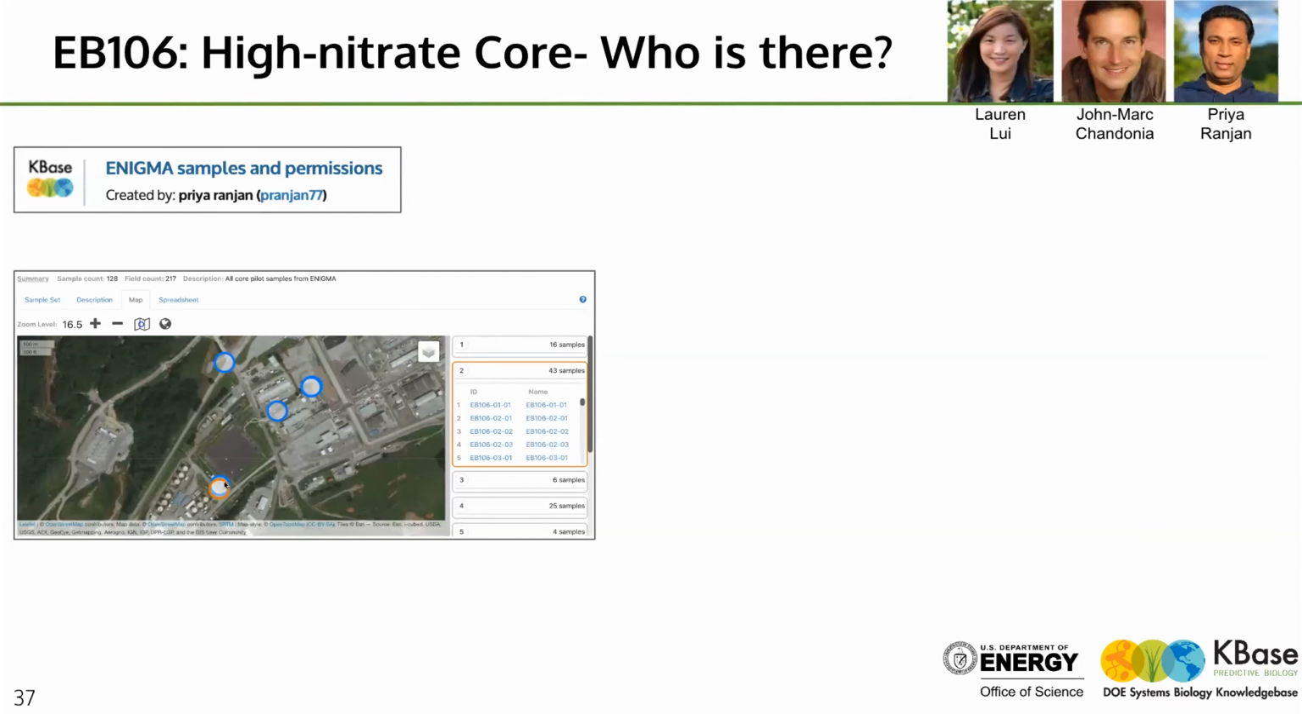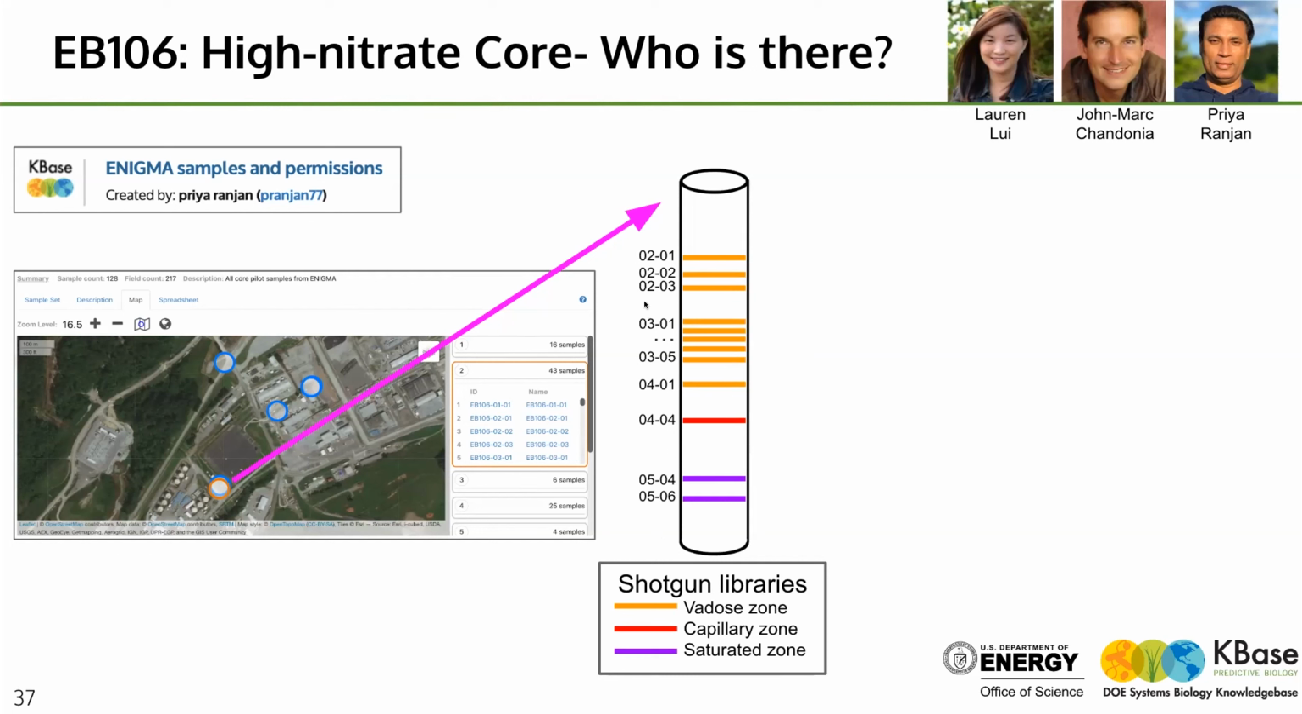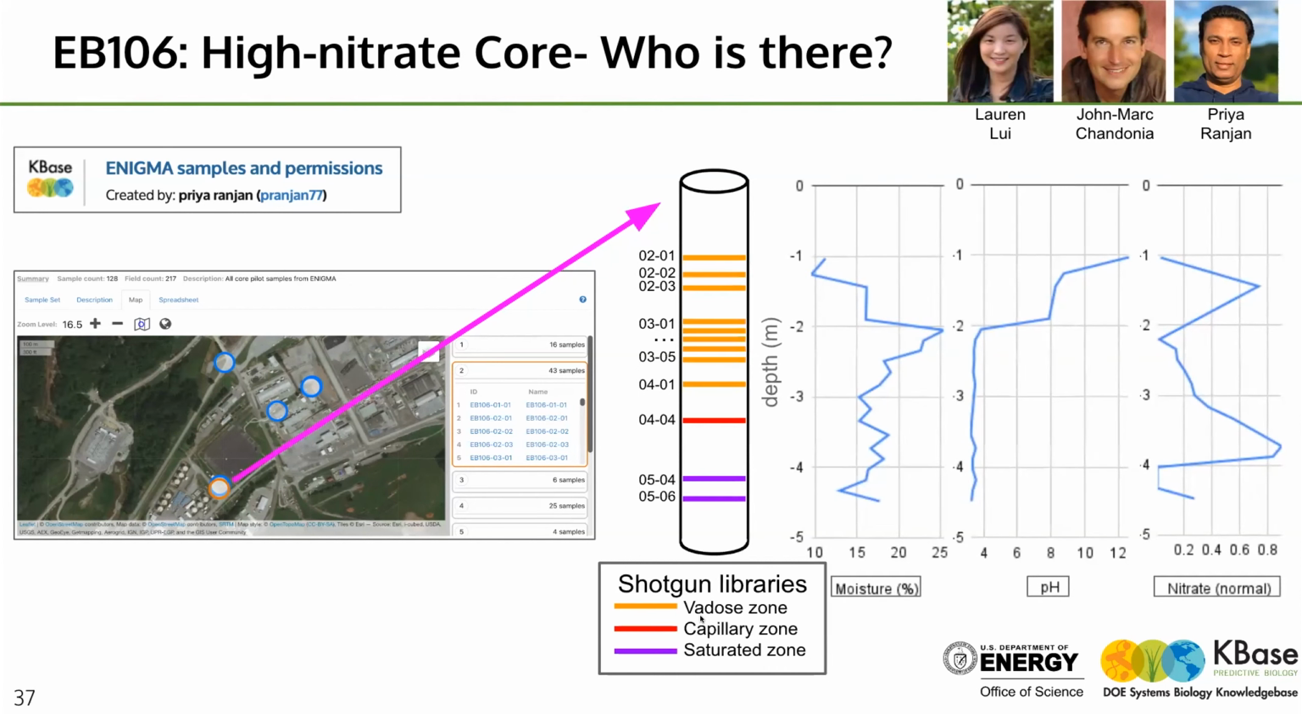These samples are represented by lines on this z-axis for the core. So each one of these samples here represents one of these lines. And the color of it is what zone it's in. And so we can take a look at, for example, moisture as a function of depth, pH as a function of depth, and so on. So you can see there's lots of different combinations of parameters here. And these combinations are what we think may be selecting which organisms are present.